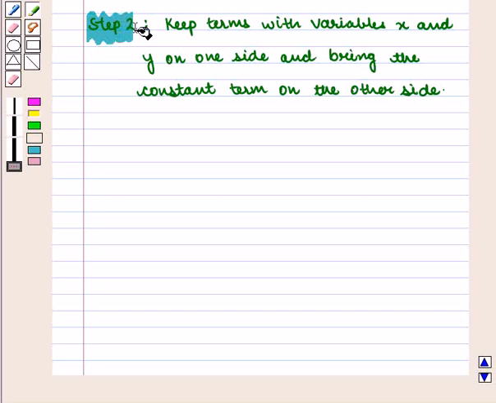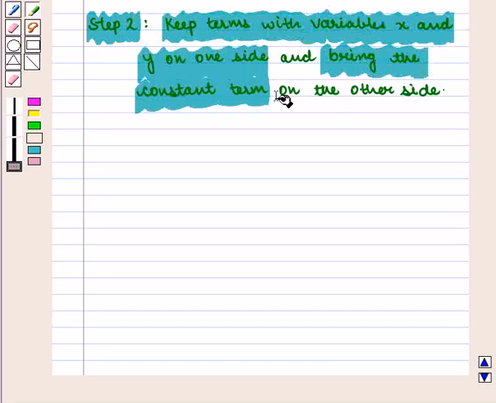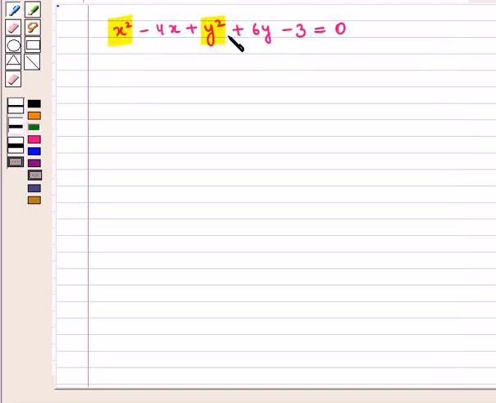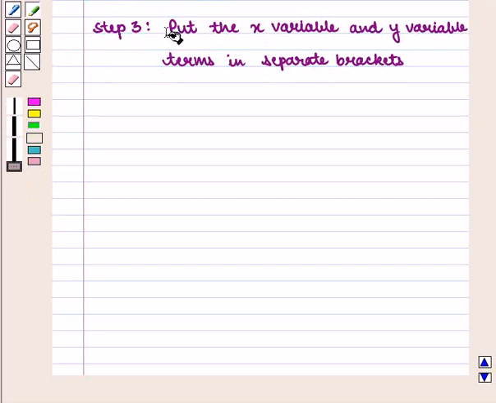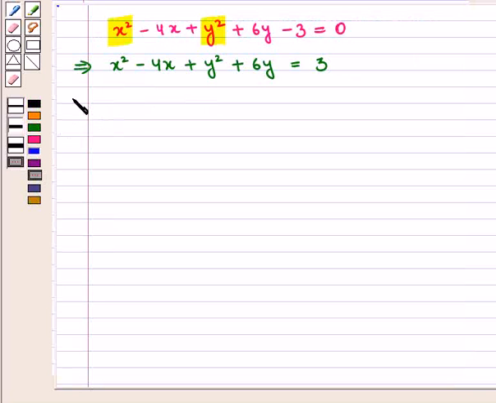The second step is keep terms with variables x and y on one side and bring the constant term on the other side. So the equation becomes x square minus 4x plus y square plus 6y is equal to 3. In the next step, we put the x variable and y variable terms in separate brackets. So we get x square minus 4x the whole plus y square plus 6y the whole is equal to 3.